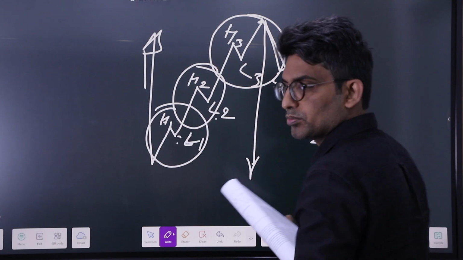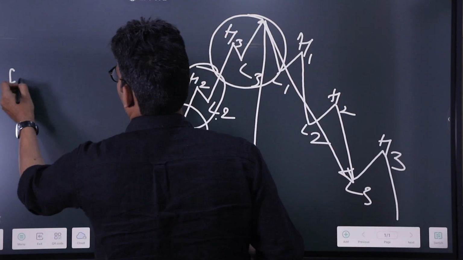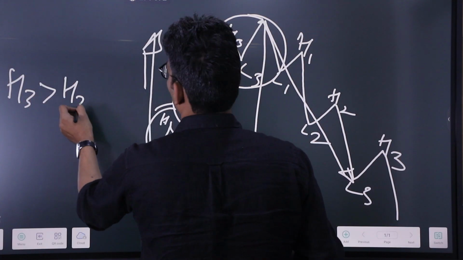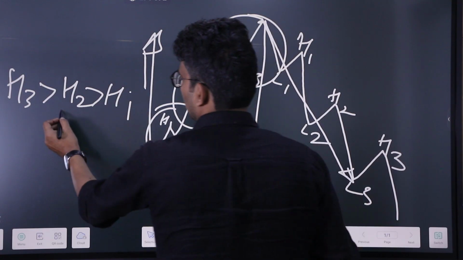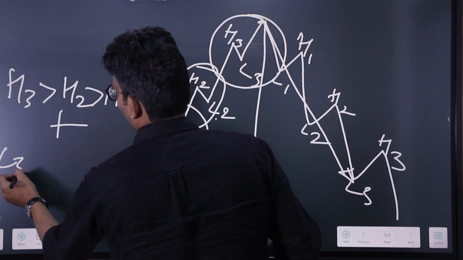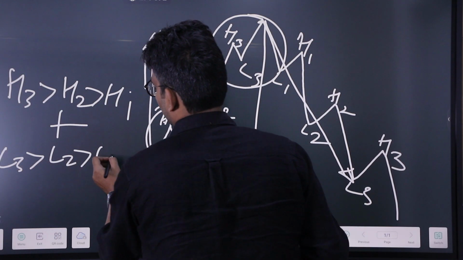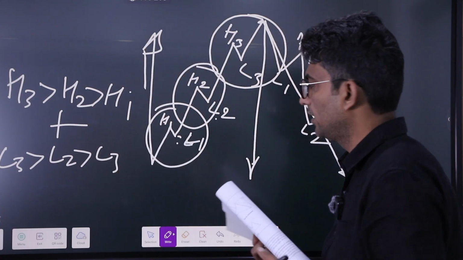Now in this case, when it was moving upwards, H3 was greater than H2, which was greater than H1, plus L3 was greater than L2, which was greater than L1. That means it is making higher highs and higher lows.